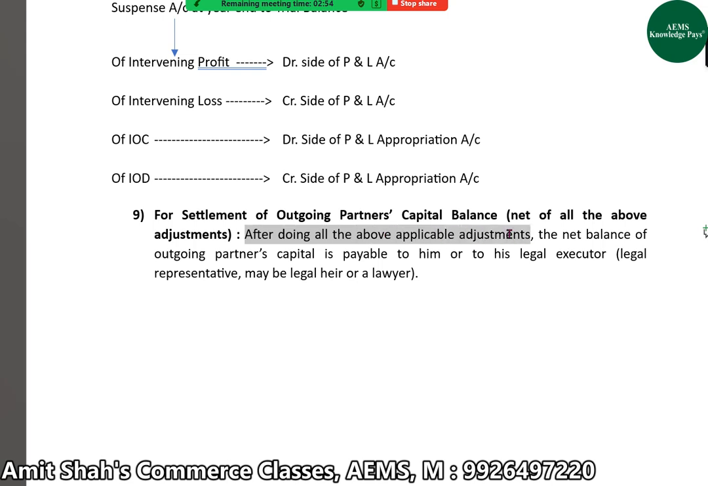So after doing all the above applicable adjustments, the net balance of outgoing partner's capital is payable to him or to his legal executor, that is legal representative, which may be his legal heir, matlab waris, or a lawyer, right?